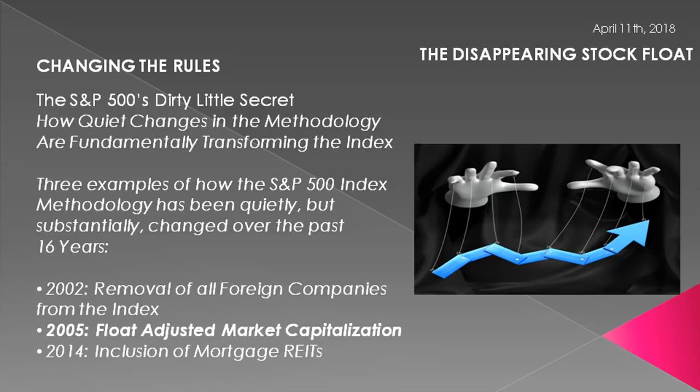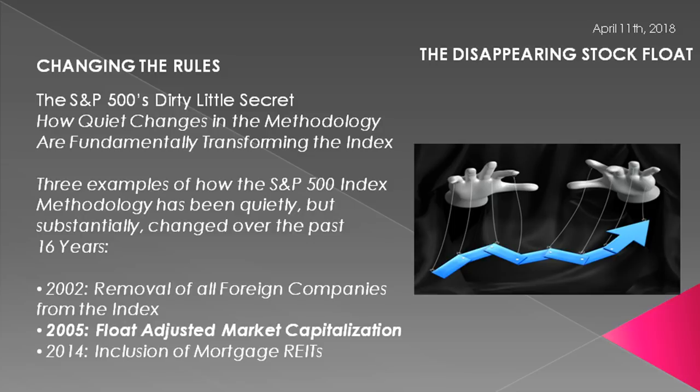In 2002, there was a removal of all foreign companies from the index. In 2005, we had a float-adjusted market capitalization change. There's that 2005 date, coincidentally. In 2014, we had the inclusion of mortgage REITs. All are interesting changes, but we only have time to focus on just the one today. But let me tell you, the other two are also just as interesting.